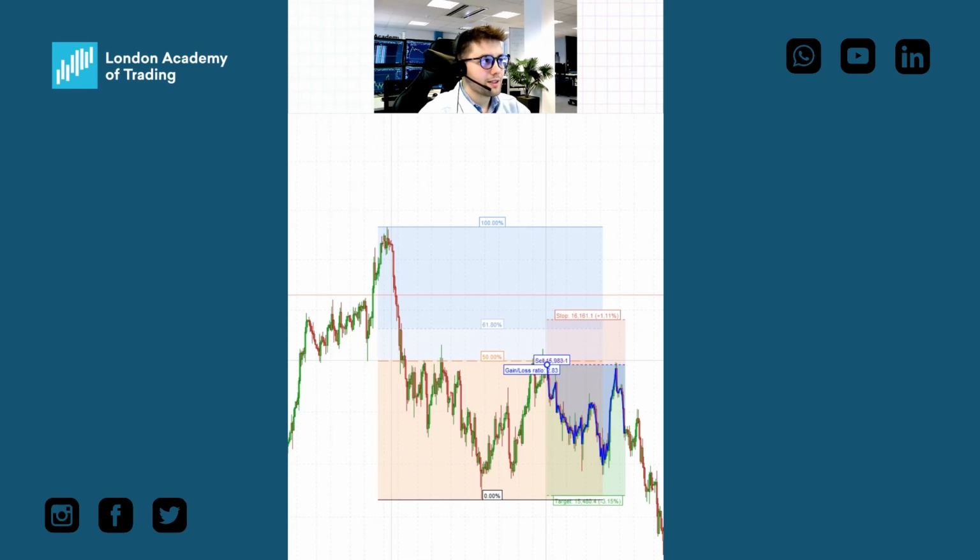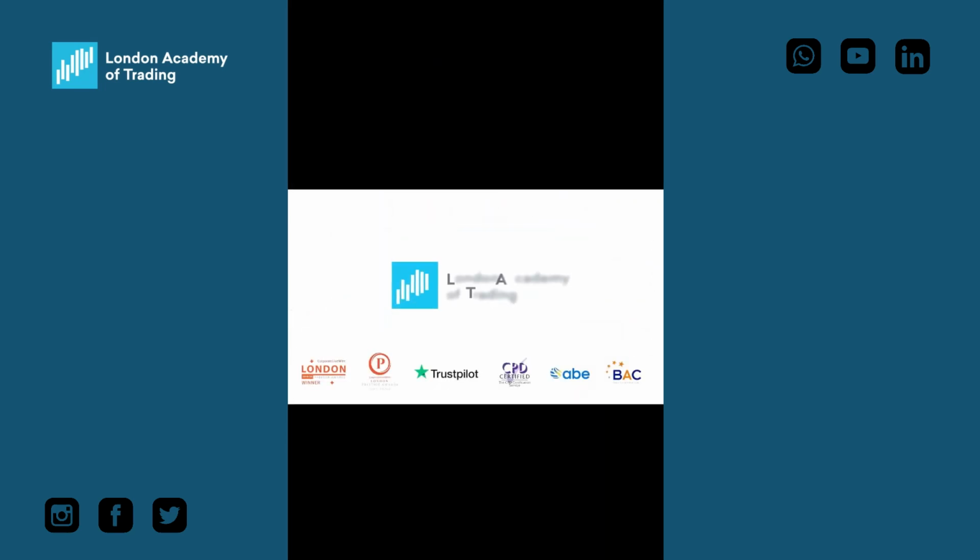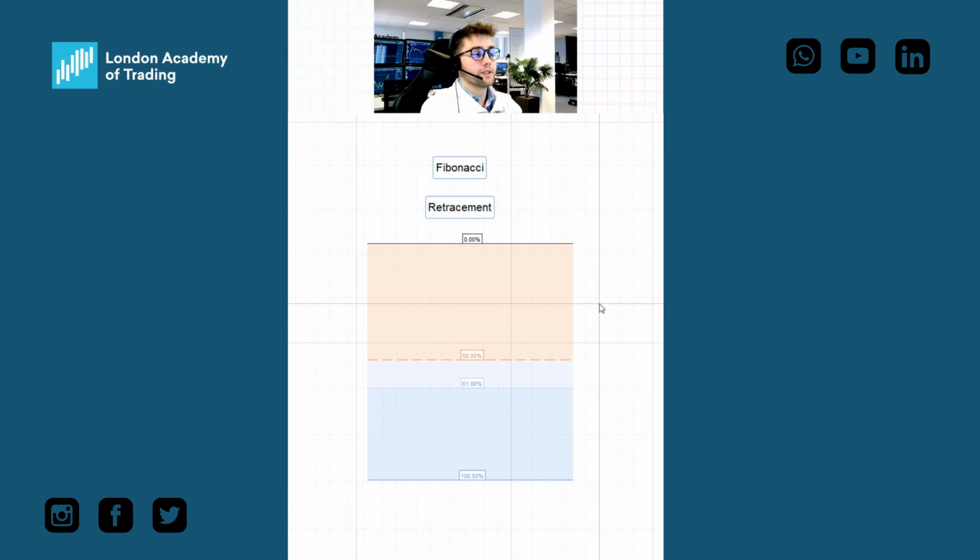Today we're going to have a look at Fibonacci retracements and how this can be applied to our trading setups. Cool, so first things first, what is a Fibonacci retracement? A Fibonacci retracement is a technical analysis tool that is calculated from the Fibonacci sequence. This is going to provide us with predictive levels of support and resistance within a trending market.